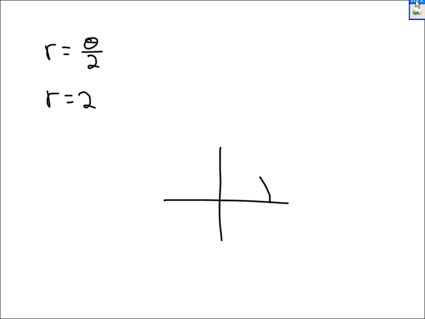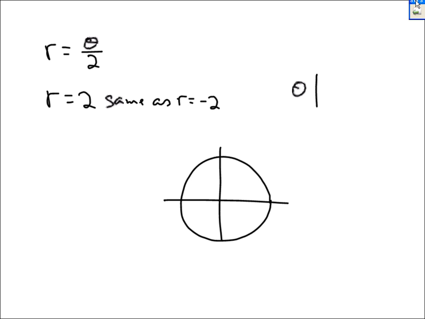Now here's an interesting one. Suppose you have r is equal to theta over 2 and r is equal to 2. Now, r equals 2 gives you that r is always 2. But you know what? This is the same as r is equal to negative 2. For example, let's just make up a table. Theta, r. If theta is 0, r is negative 2. R is always negative 2.